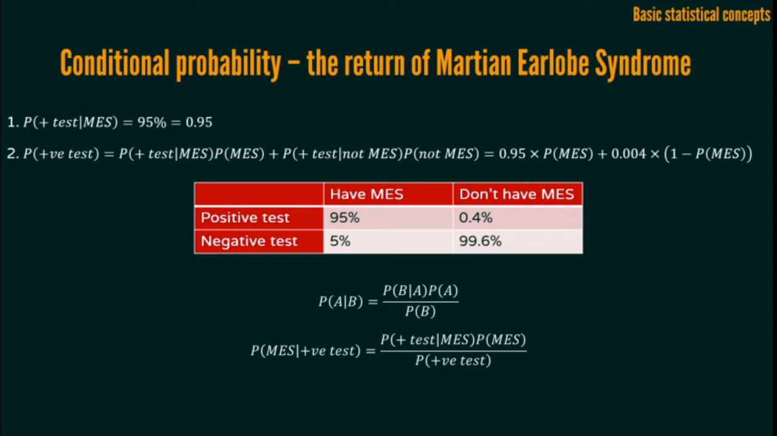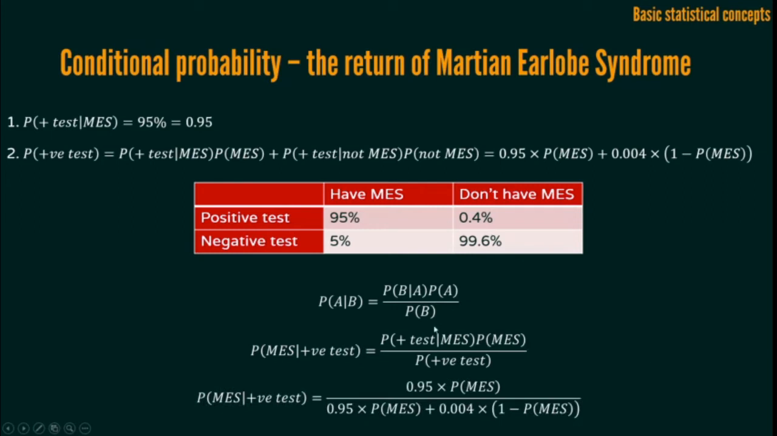But all of that together means that we can express the probability of having Martian earlobe syndrome, given that we have a positive test, as a function of the baseline risk of us having MES. So that's the probability of Martian earlobe syndrome. Let's just make that a thing. So here we go: the probability of having Martian earlobe syndrome given we've got a positive test. And you see the only bit of uncertainty in there is the probability that we have Martian earlobe syndrome.